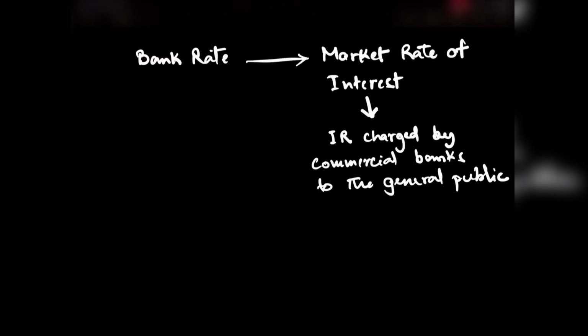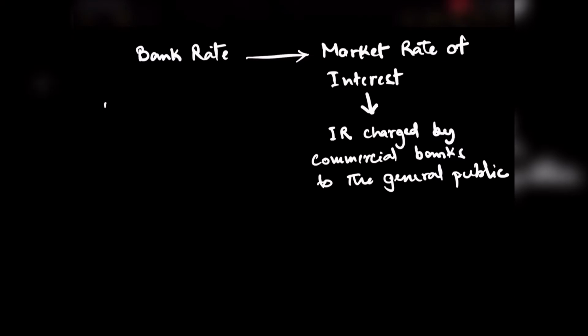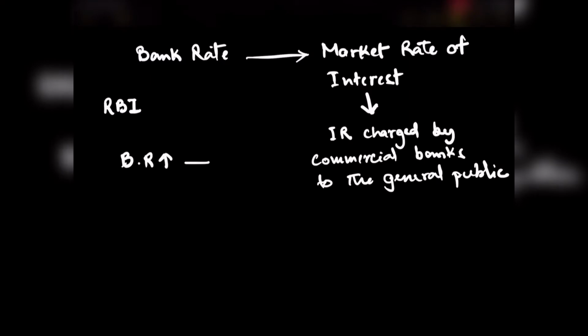Bank rate will influence the market rate of interest. If RBI decides to increase the bank rate, then it leads to an increase in the market interest rate as well. If the rate of interest is increased, then the general public will be demotivated to take loans from commercial banks, because at a high rate of interest, the demand for credit by the general public will be low, as they have to pay more money as interest to the commercial banks.